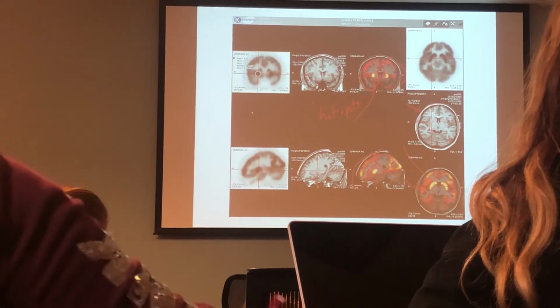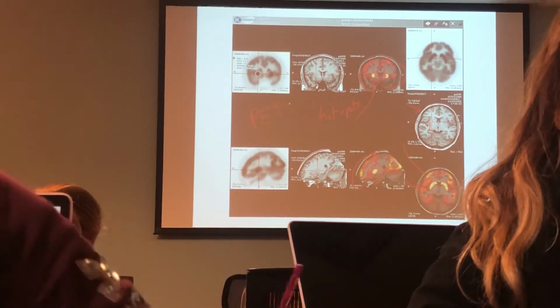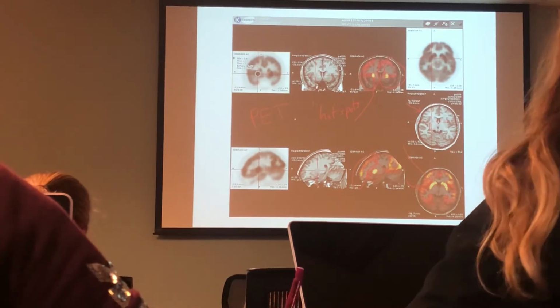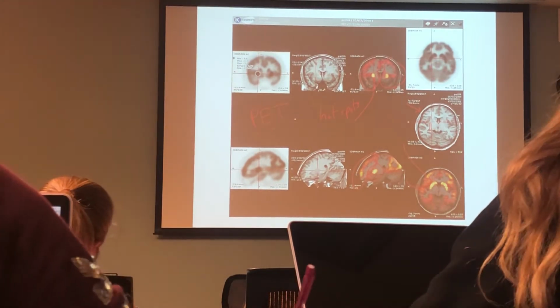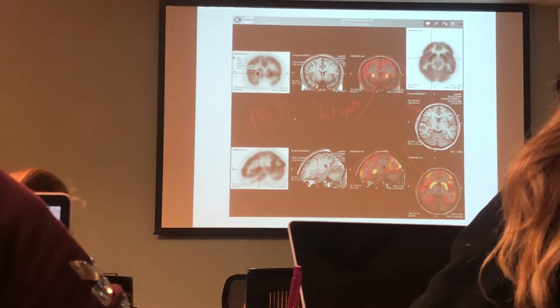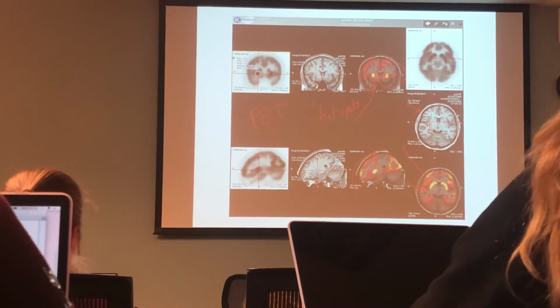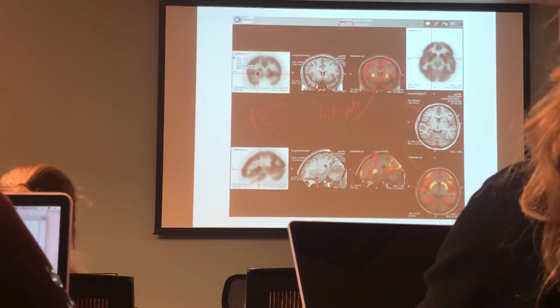And they call this PET. Positron emission tomography, something like that. It's PET, a type of imaging. Now, I'm done with that. See, they call it PET, CT.